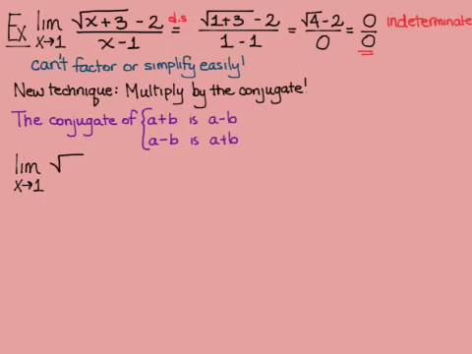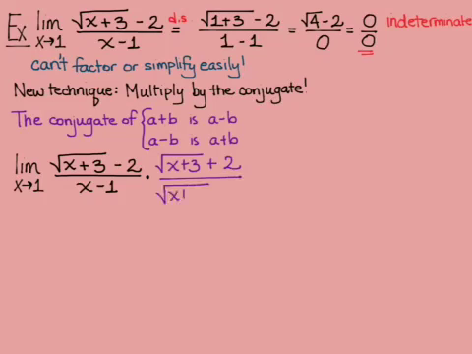In this case, the limit as x goes to 1 of the square root of x plus 3 minus 2 over x minus 1, we're going to take the conjugate of the numerator. And the middle sign is going to be the negative sign between the square root and the 2. So I'm going to multiply by the square root of x plus 3 plus 2. And notice that I need to do that on the top and the bottom, or else I would dramatically change the function itself. Instead, I've only multiplied by 1.